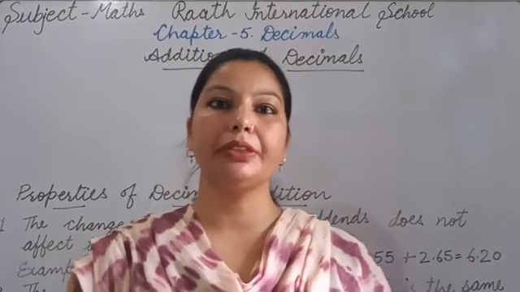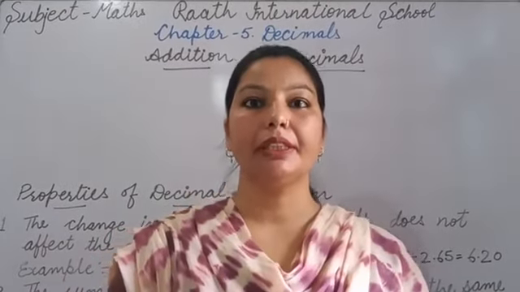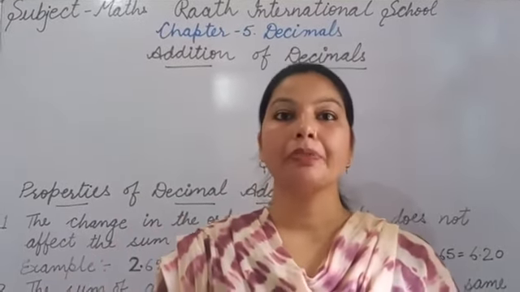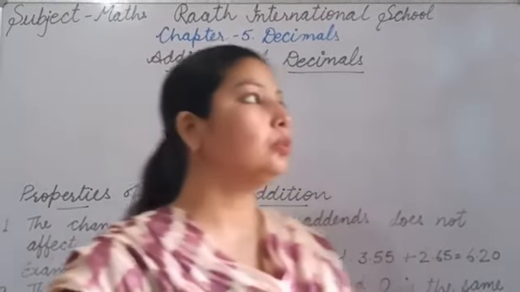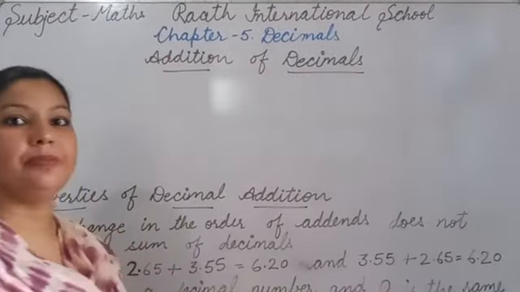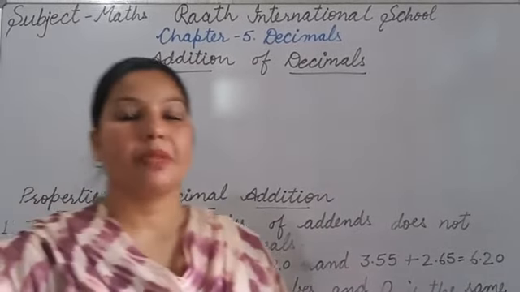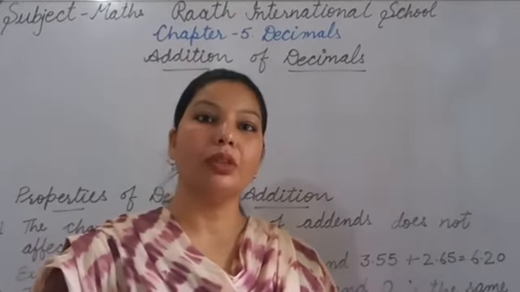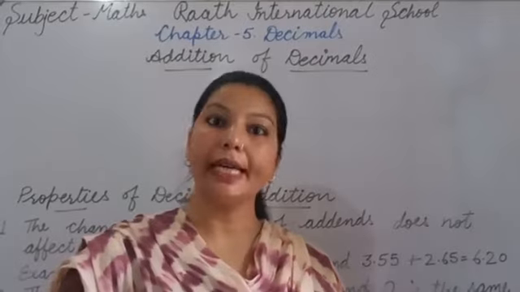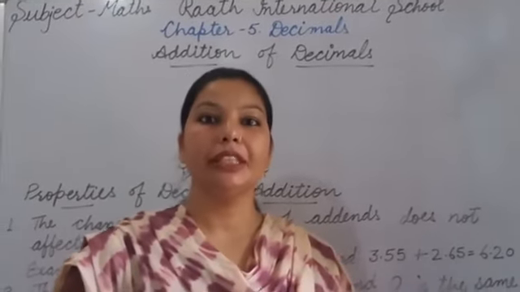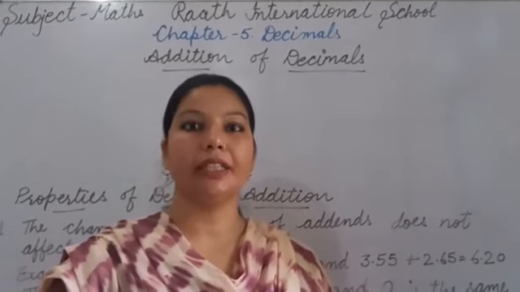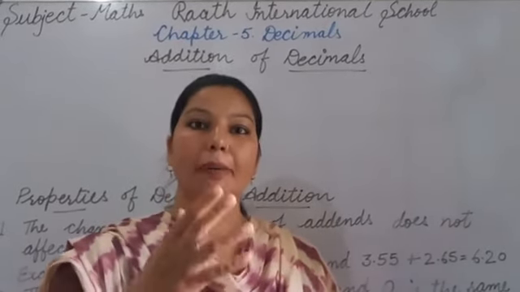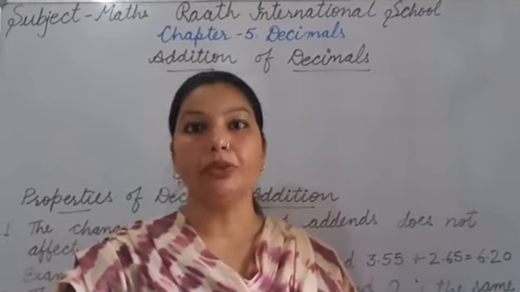Today again we continue our chapter 5, that is decimal. So today we will learn addition of decimals. So how to add in decimal? The process is same, but first of all if we have unlike decimals, we change them into like decimals and then we arrange in the columns, means up and down, and then we have to add.